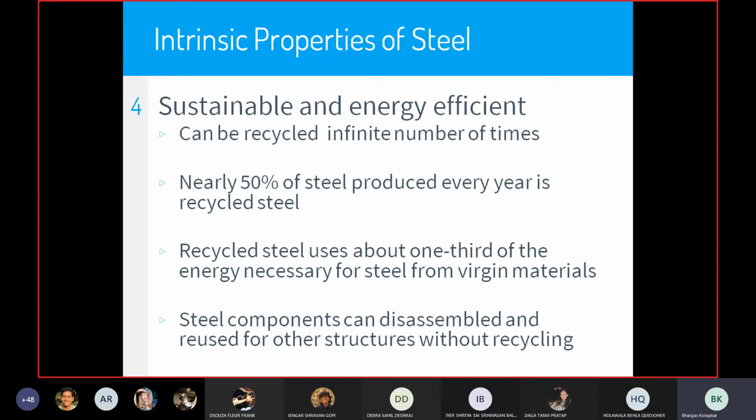Another thing is, if you decide that the operation of this particular building is over, you can just dismantle it and you can use the same steel section somewhere else with little or no treatment, depending upon the status quo of that member. So in that way, it is highly energy efficient and it is very sustainable.